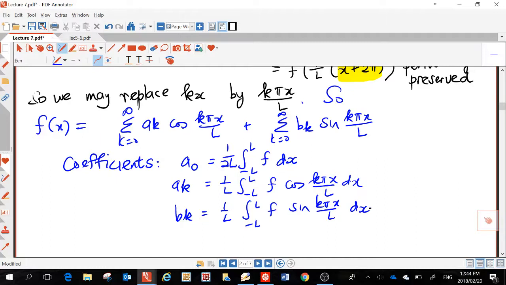It's scaling by pi over L. If you take out pi over L, it's the old kx. So the angle, as it were, has been scaled by pi over L. And now any interval can work.